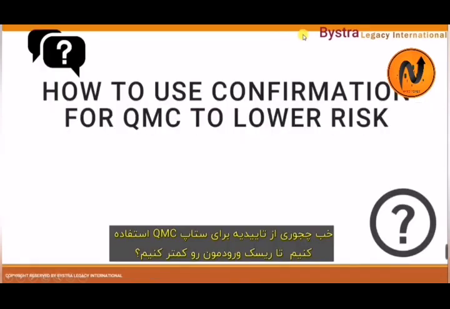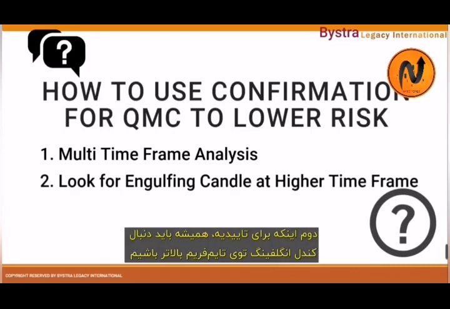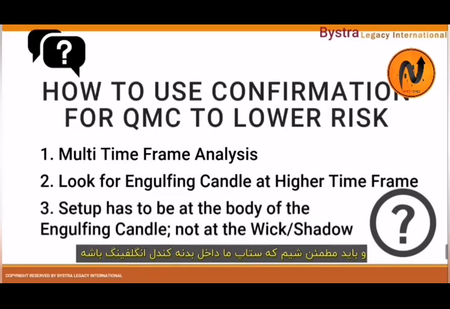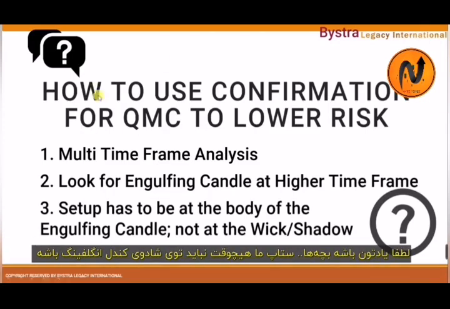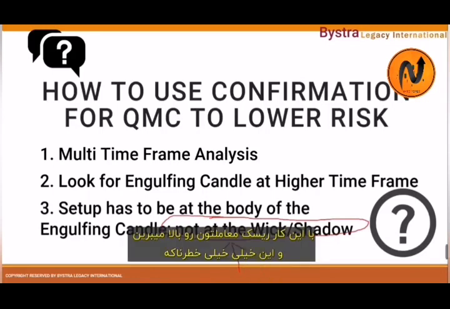So how do we use confirmation for QMC to lower our risk of entry? First of all, as always with all the setups, it must be a multi-time frame analysis. This is the main key. Second, we must always look for the engulfing candle at a higher time frame as our confirmation, and make sure that the setup is at the body of the engulfing candle. Please remember guys, never have the setup at the wick or the shadow, or else the risk is very high. You will increase the risk and this will be very, very dangerous.